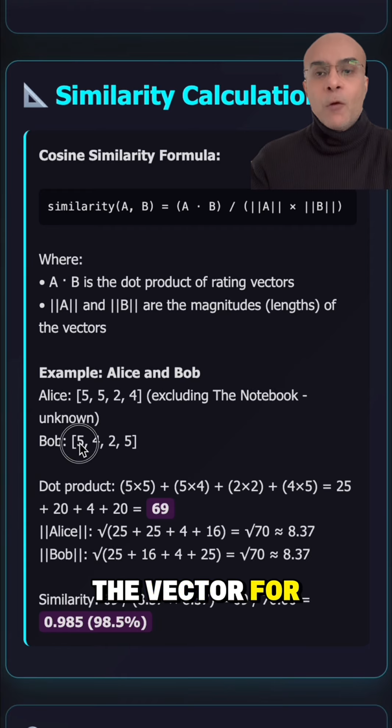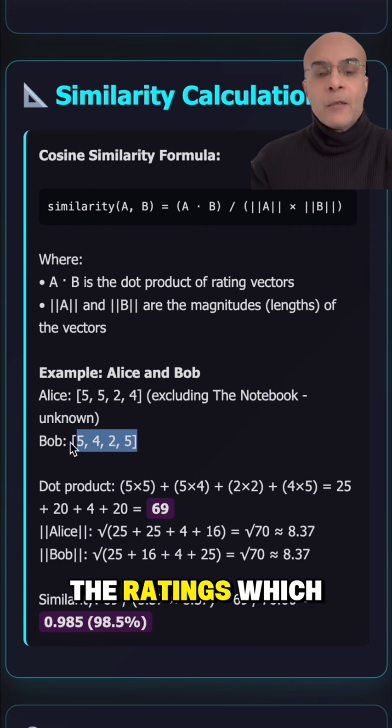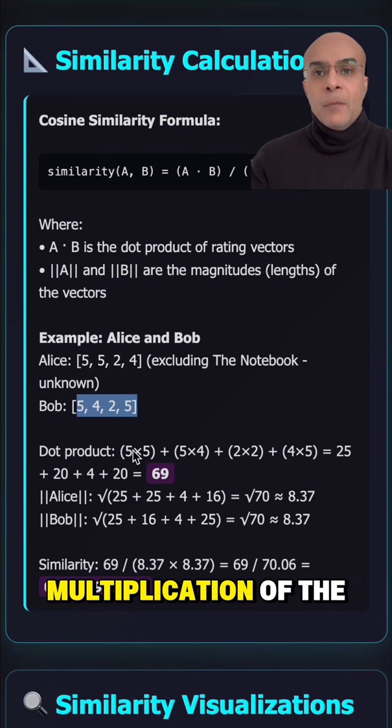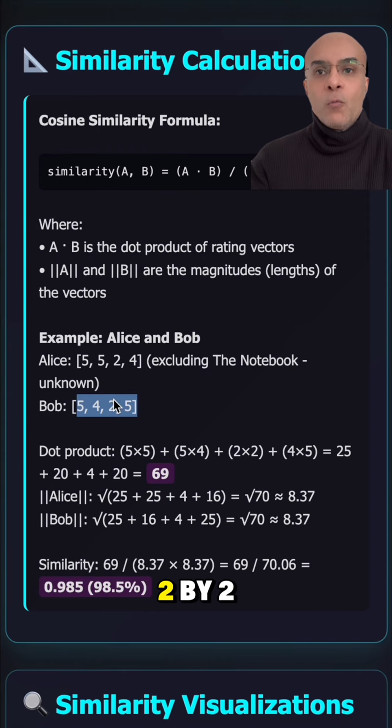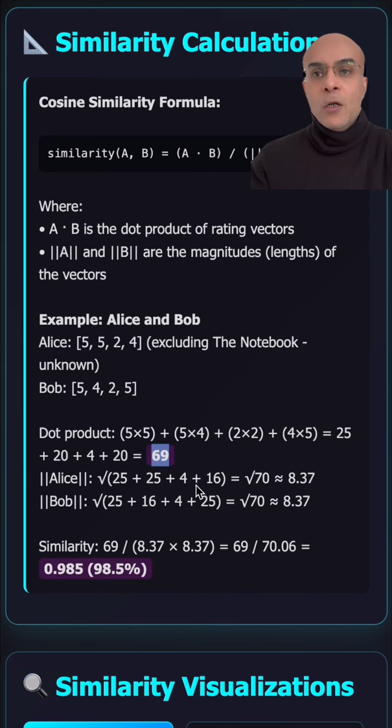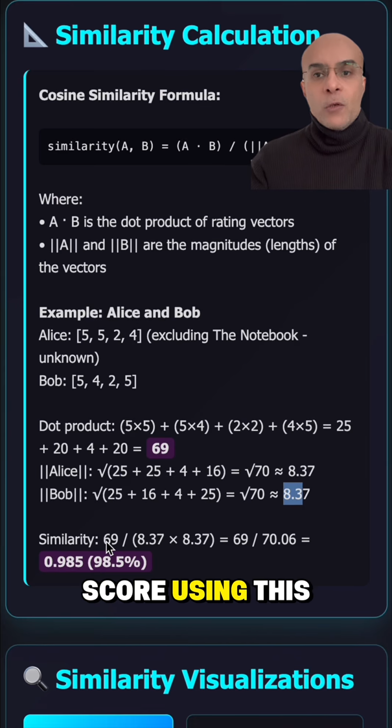And this is the vector for Bob, which includes all the ratings which Bob has given. The dot product is basically multiplication of the values like 5 by 5, 5 by 4, 2 by 2, and 4 by 5. And you get the value of 69. And then the magnitude of Alice is basically the square root of the sum of the squares of all the values. In this case, you will come to a value of 8.37, and similarly, you will also come to a value for Bob. And then you find the similarity score using this formula.